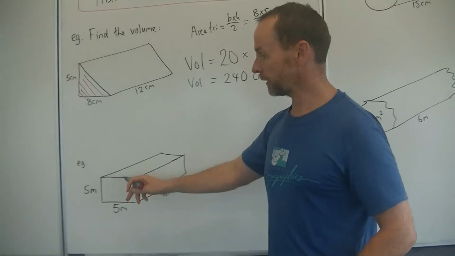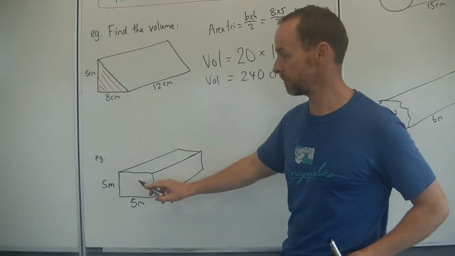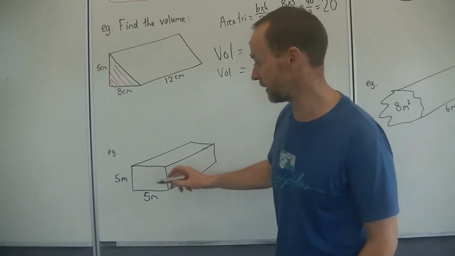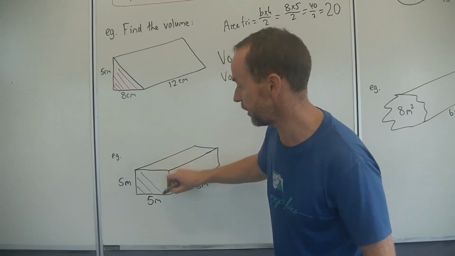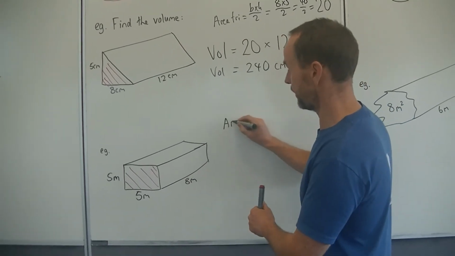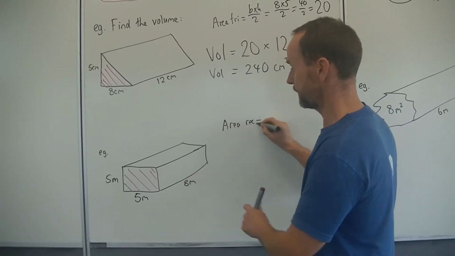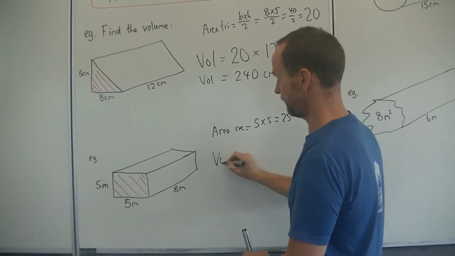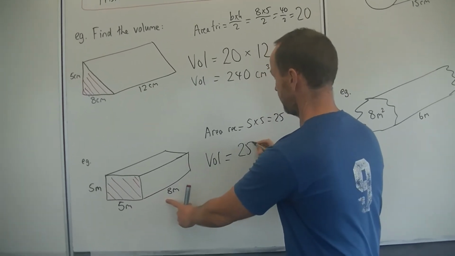So we've already learned that for a rectangular prism, the volume is length times width times height. That will work. That's exactly the same. I'm going to do it this method though, so I'm just going to work it out first. The area of the end, so the area of the rectangle, is 5 times 5, which is 25. And then the volume is 25 times 8.